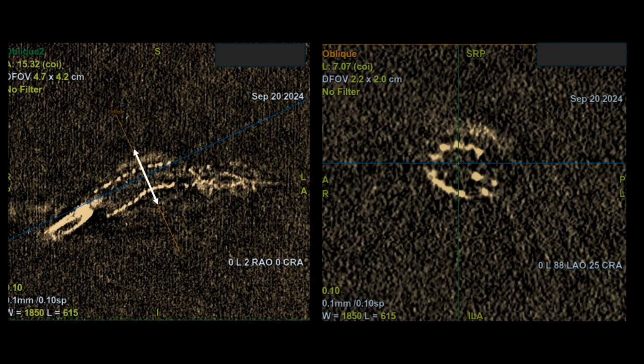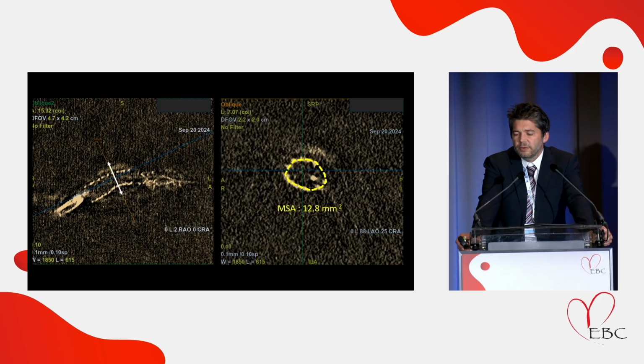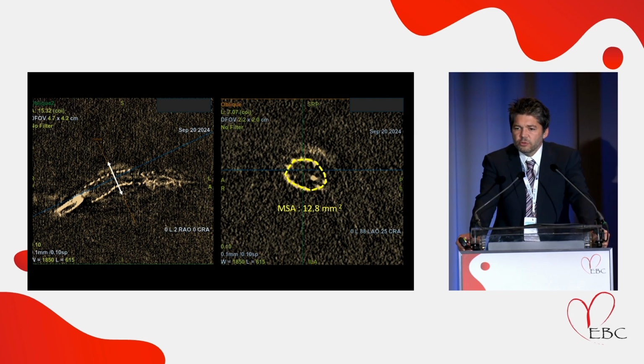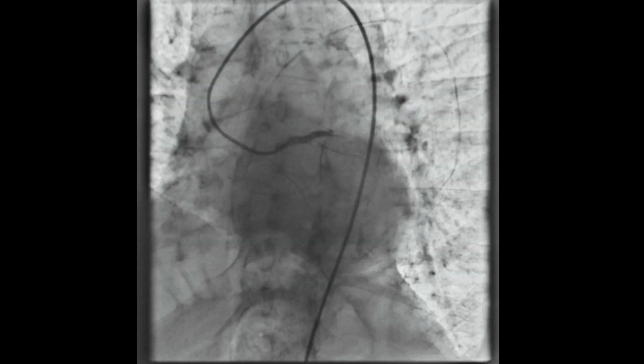With the technique, you are also able to measure the cross section and get a glimpse of the expansion, and in this case the minimal stent area was measured at 12.8 square millimeters, which is quite acceptable for a 4.0 stent.